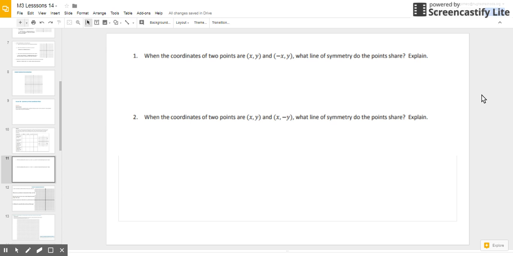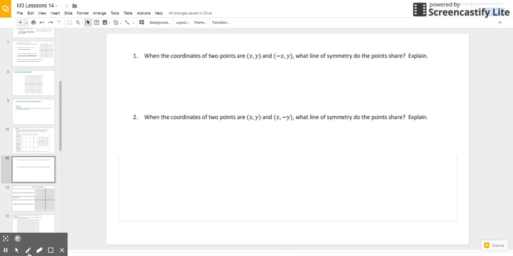Hi, hello students. We're going to take what we learned from the chart and apply it into a statement about what's going on when we reflect across the x-axis or y-axis. So we take a look at number one. It says when the coordinates of 2 points are positive x and positive y and negative x and positive y. So as you can see, the x's are opposites and the y's are the same. What line of symmetry do these points share, and explain?